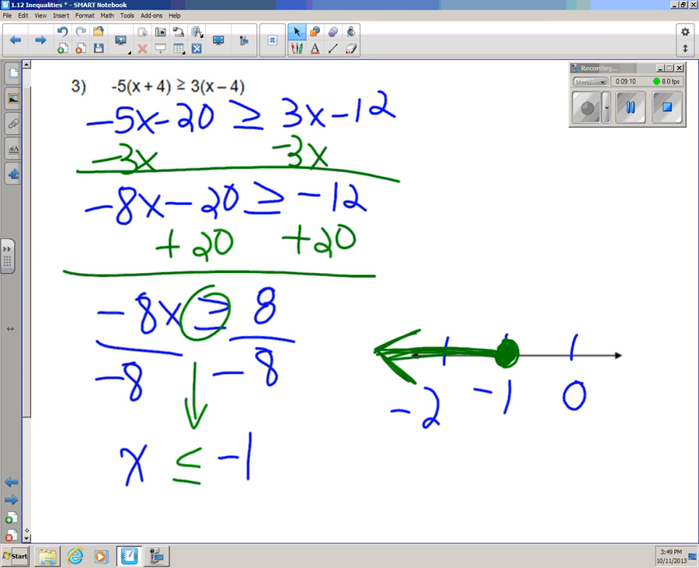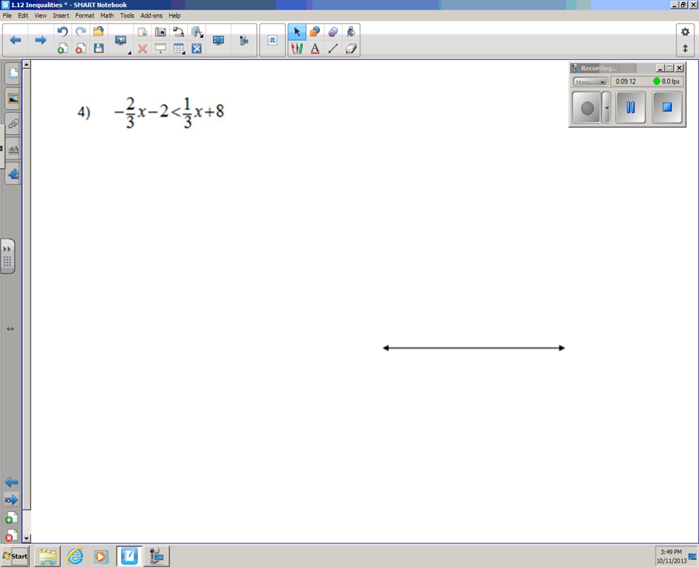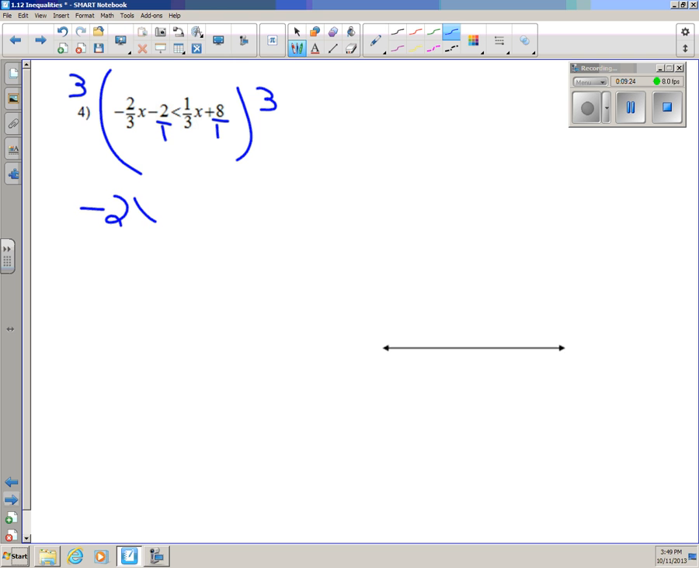One more example. I've got a whole bunch of fractions. I'm going to do some math again. I'm going to put everything over a 1. Common denominator is a 3. 3 divided by 3 is 1. 1 times negative 2x is negative 2x. 3 divided by 1 is 3. 3 times 2 is 6, so it's minus 6.